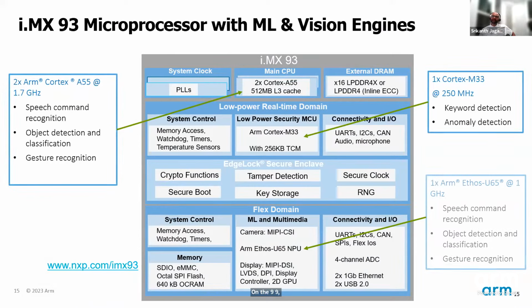In terms of the machine learning and vision engines, there are 3 different processing units on this application processor that can be used. I think you would have already guessed by now. When it comes to running ML applications, we have the dedicated NPU in the form of the Arm Ethos-U65, and the maximum frequency at which it runs is 1 gigahertz. On the general cores, we can run machine learning on the A55 core, and we are able to achieve 1.7 gigahertz there. And for any low power application, say a voice ML application, you can still use the M33, and we are able to run at 250 megahertz there.